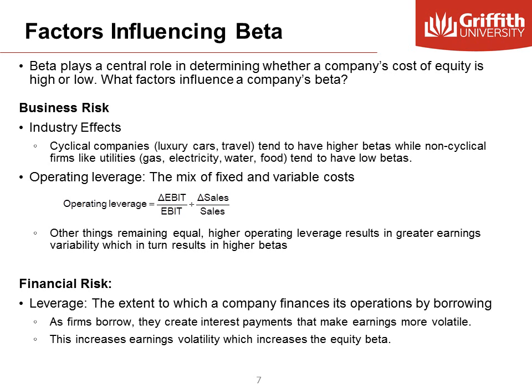The second type of risk is financial risk, also known as leverage. Leverage is the extent to which a firm finances its operation by borrowing. As firms borrow more, they create fixed costs, interest payments, that make their earnings to equity investors more volatile, which in turn increases the equity beta. We will learn more about the impact of financial leverage on beta in Module 9.